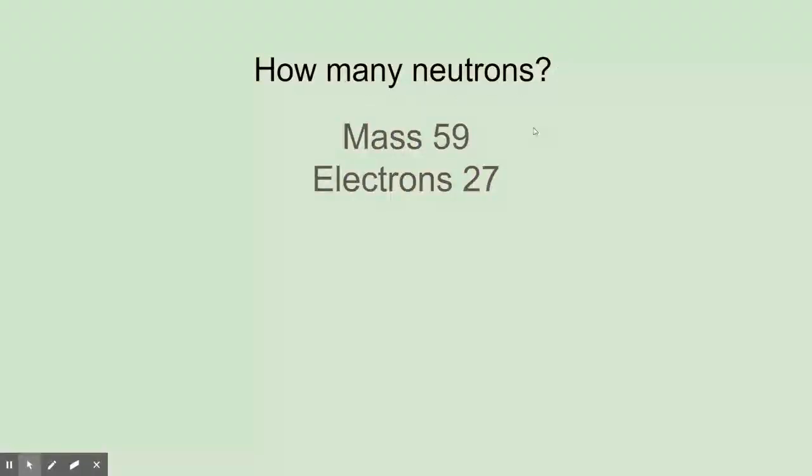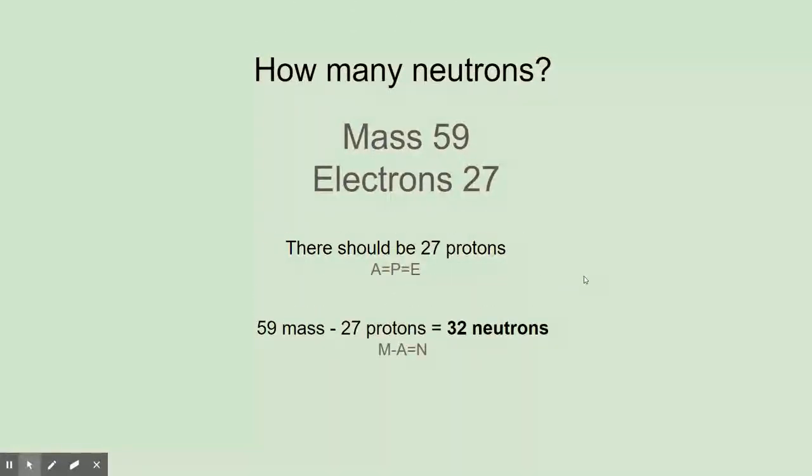How many neutrons? So if we only have the mass and we only know the number of electrons, how can we figure out how many neutrons? Well, for APE, we know the number of electrons right here. So that means that's the same number of protons, and that's the atomic number. So the atomic number is going to be 27. It's going to be 27 protons. So if you look at the periodic table and look for 27, that should tell us what element it is.